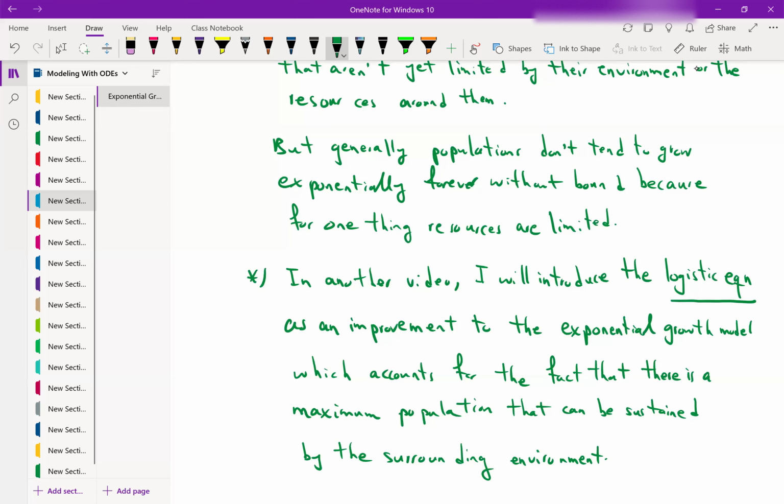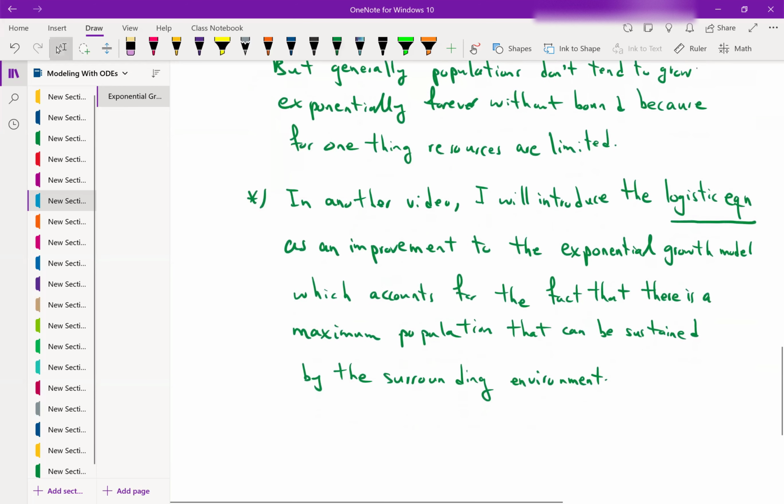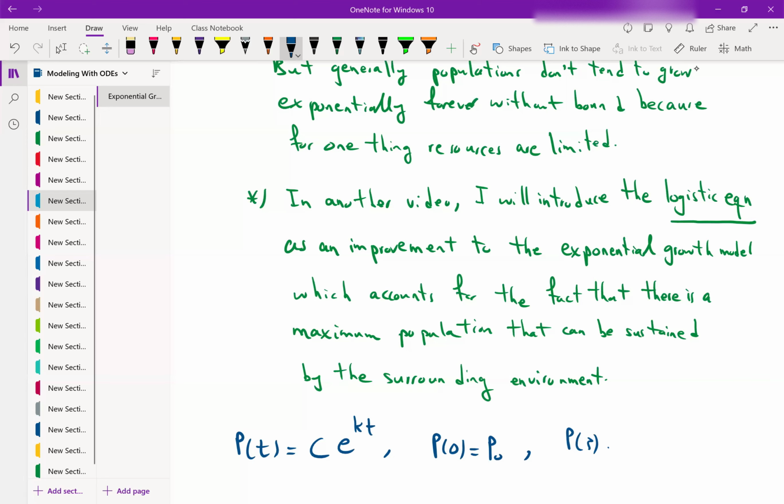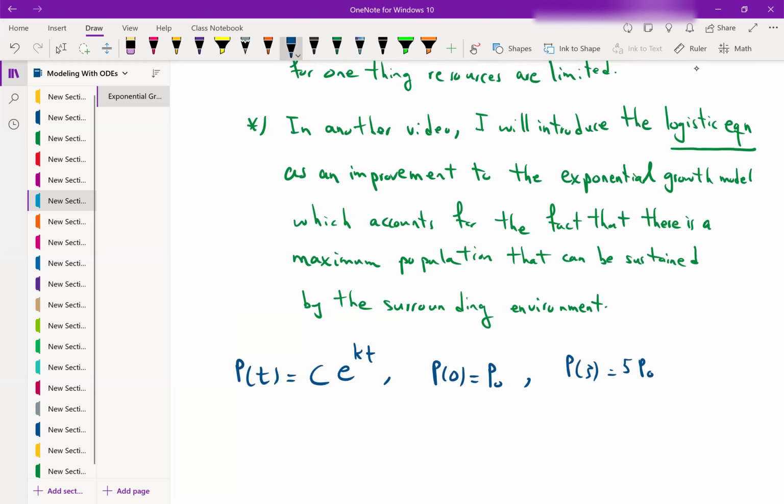Now that we made these general observations, let's go back to the problem at hand and solve it. What are the things that we know? We know that P of t is equal to C e to the kt in the exponential growth model. And P at 0 is equal to P0, and P at 3 is equal to 5P0. I'm going to use the available information to find my C and my K. I have two pieces of information, and I'm going to use them to find C and K.